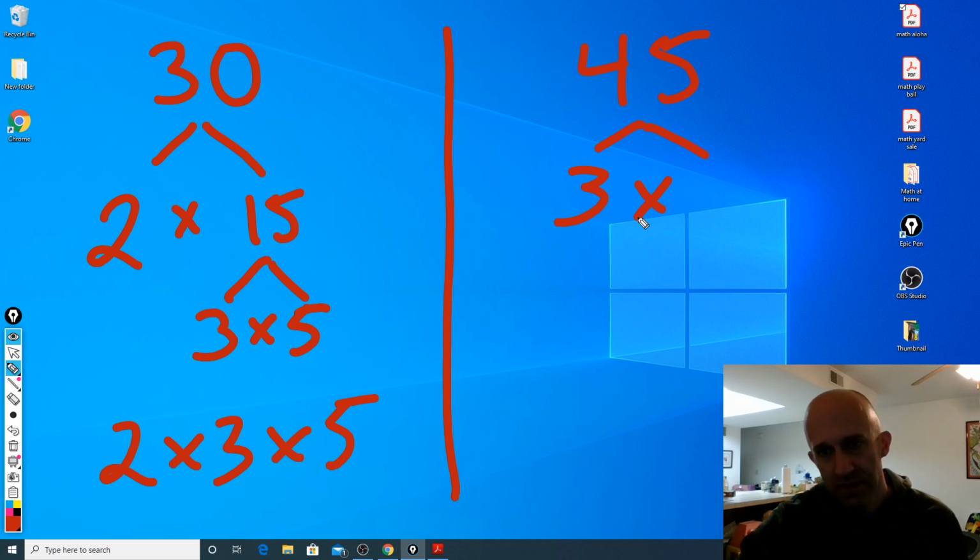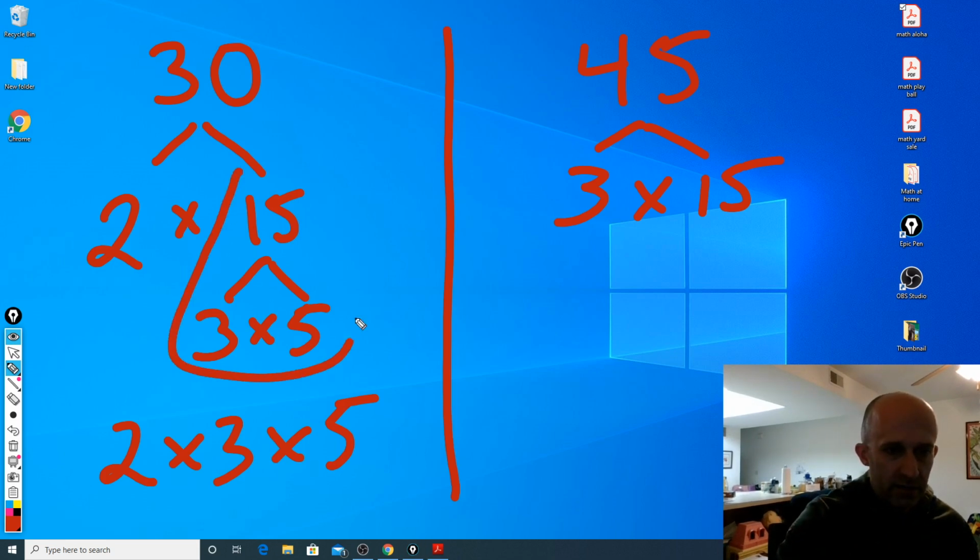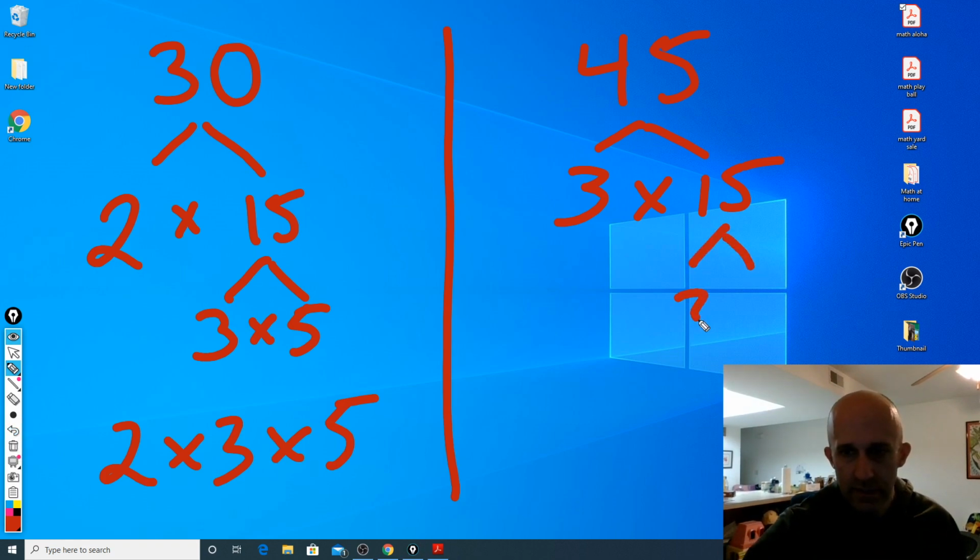3 times 15. 15 times 3 is 45. And just like how we did over here, we can break down 15 into 3, 5. So your prime factorization for 45 is 3 times 3 times 5.